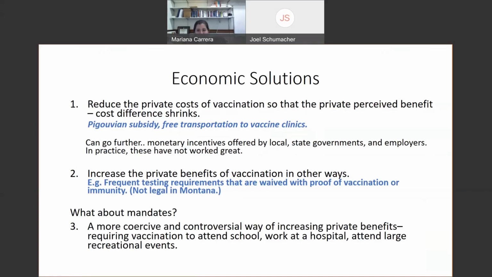It's the most coercive way of increasing private benefits, basically saying that you're required to be vaccinated to attend university or to work at a hospital or to attend a large event or to get into a country to travel. Of course, most of these mandates, when they're implemented, do include ways to opt out, either showing a valid reason to not get vaccinated, whether it's a medical contraindication or a religious reason. So mandates are pretty much the most effective way to get large numbers of people vaccinated. They certainly have pros and cons in terms of the public reaction to them.